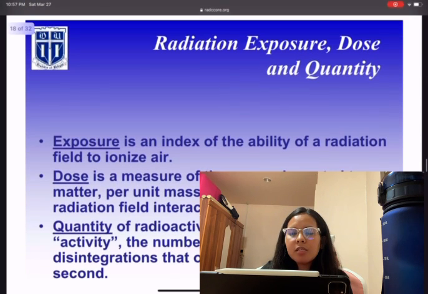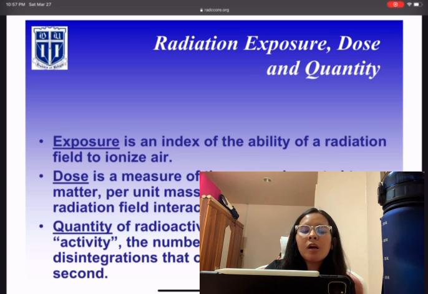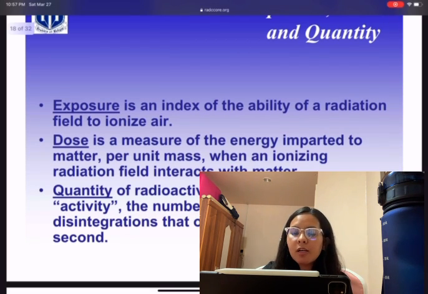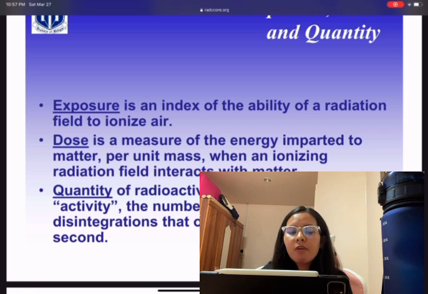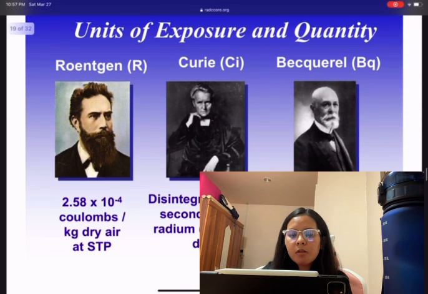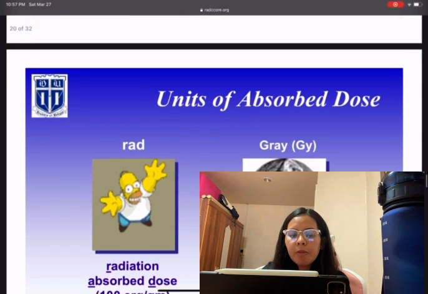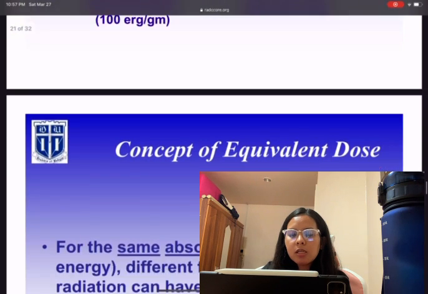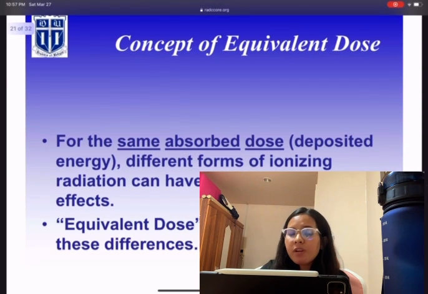Now radiation exposure, dose, and quantity. Exposure is an index of the ability of a radiation to ionize air. Dose is a measure of energy imparted to matter per unit mass. Quantity of radioactive material is expressed as activity, the number of nuclear disintegrations that occur in a sample per second. And now, equivalent dose.